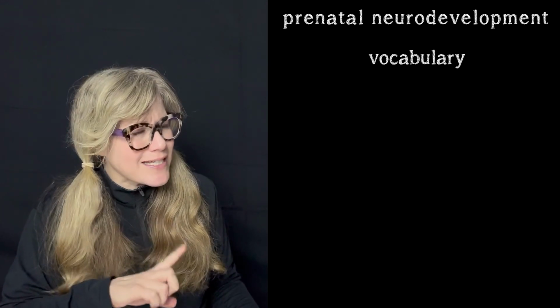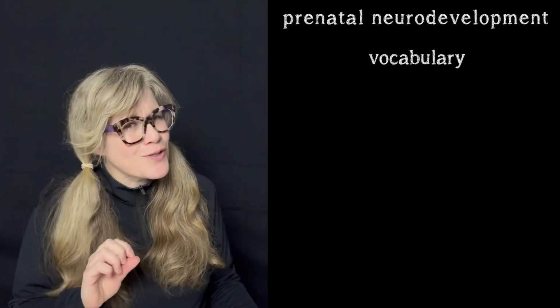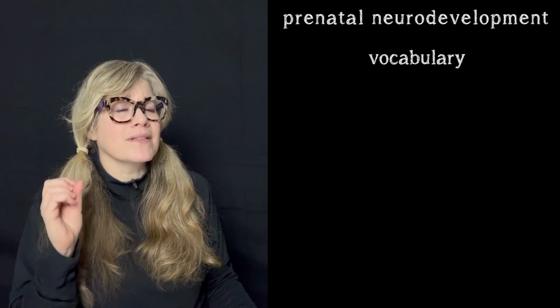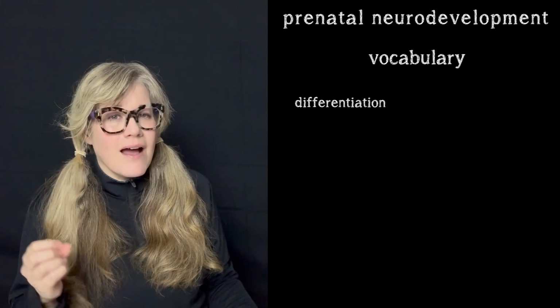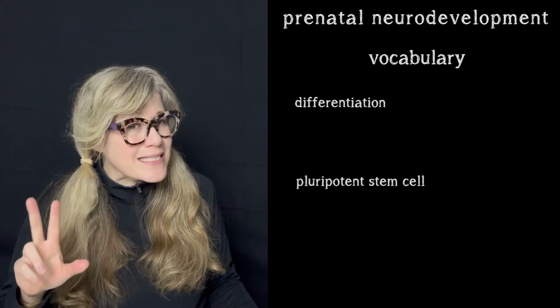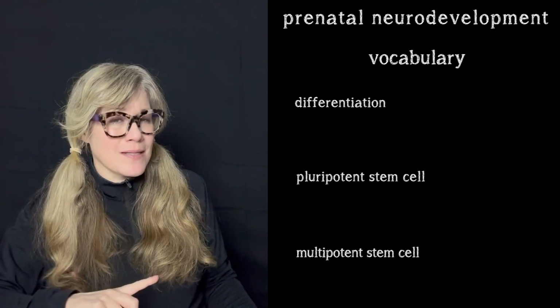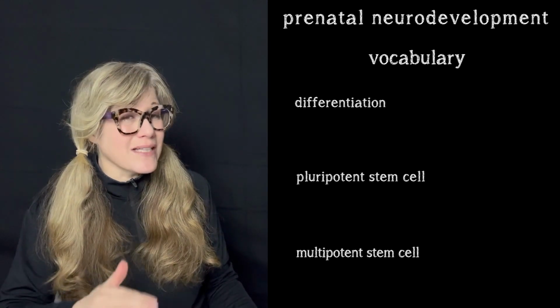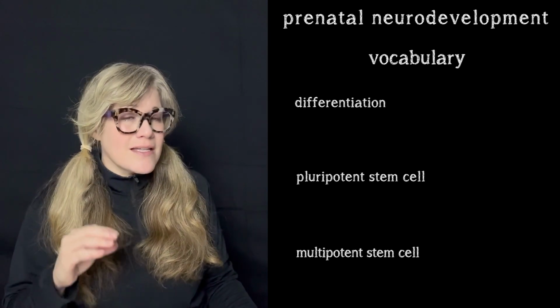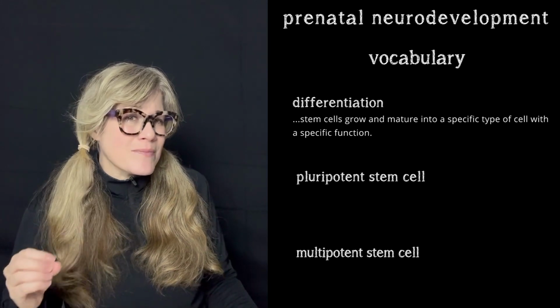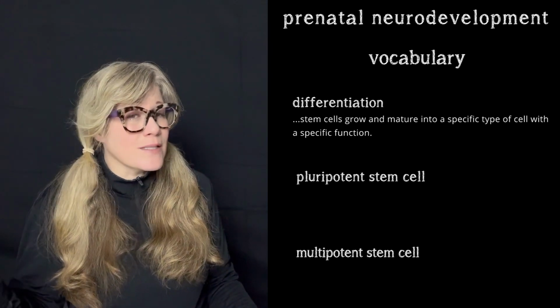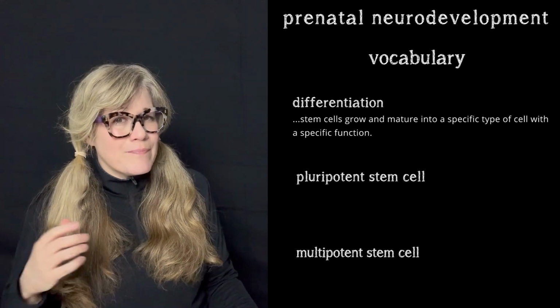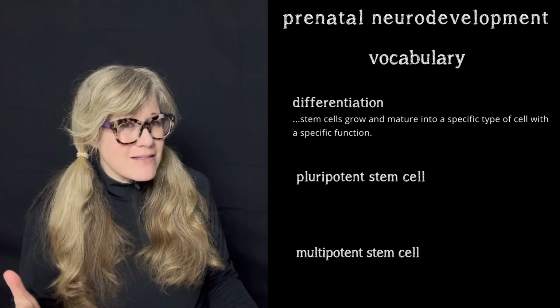Okay, we're going to pause here for a second because I'd like to introduce you to some vocabulary that will pop up a lot during the rest of this episode. You're going to hear the word differentiation a lot. I'll also mention pluripotent stem cells and multipotent stem cells because they are directly related to differentiation. So differentiation is when stem cells grow and mature and form a specific type of cell that has a particular function. There are different kinds of stem cells.